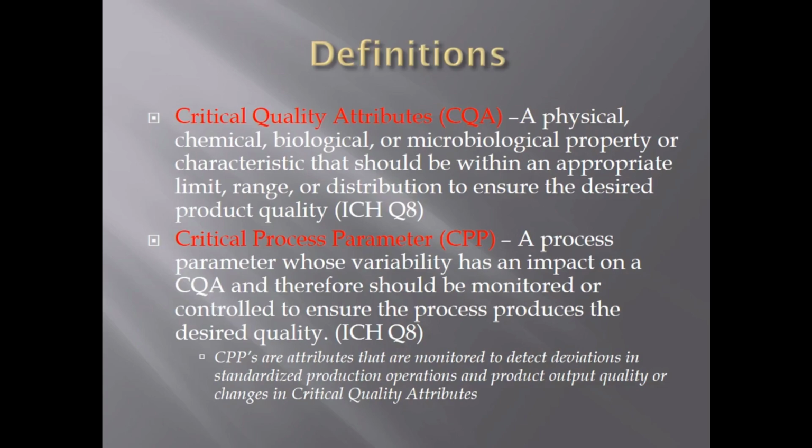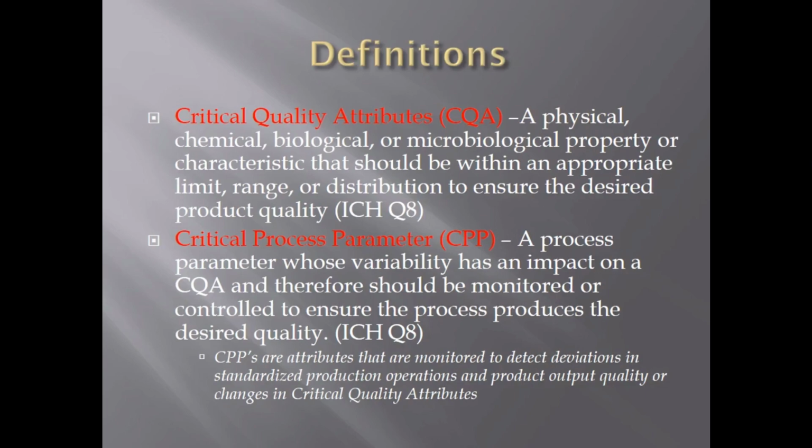Now, the ICH definition of a CQA is a physical, chemical, biological, or microbiological property or characteristic that should be within an appropriate limit, range, or distribution to ensure the desired product quality. Again, they're considered highly critical during the drug development stage.